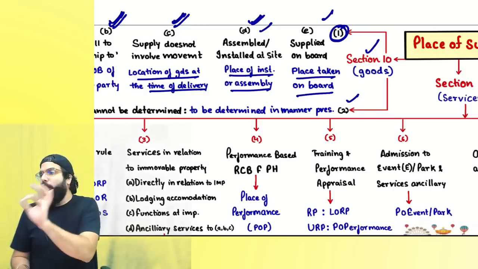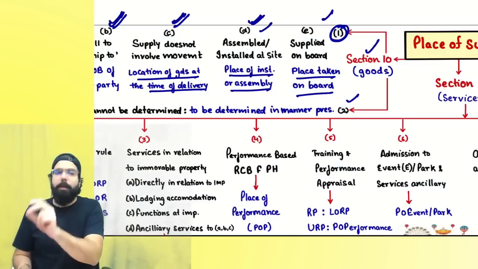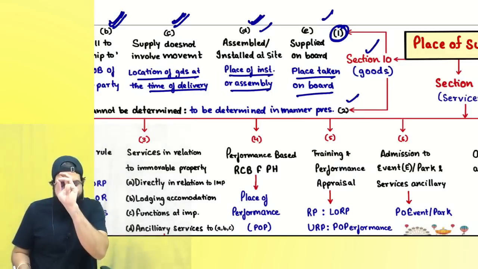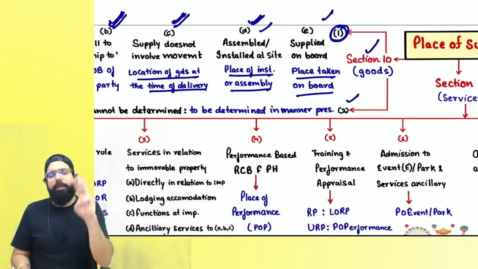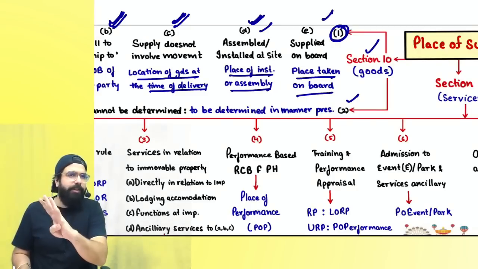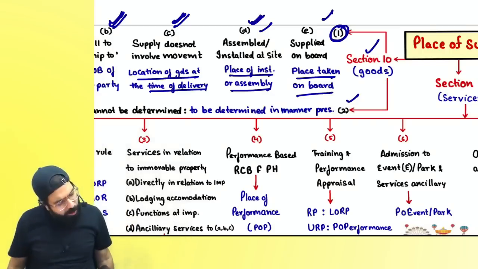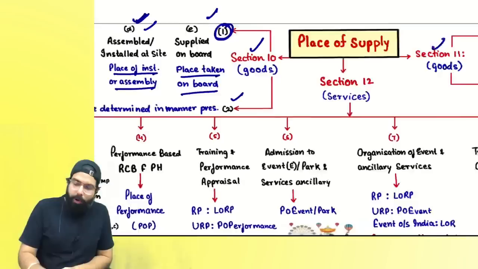10(1)(a) told about movement, where the movement terminates. 10(1)(b) told about bill to ship to, principal place of business of third party. 10(1)(c), supply movement is not there, location of the goods at the time of delivery. 10(1)(d), place of installation or assembly. 10(1)(e) told about goods supplied on board, where the goods are taken on board, right everyone?